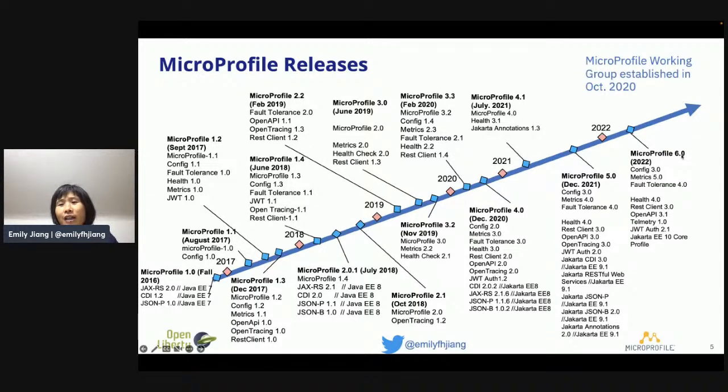MicroProfile 6 was released in December 2022. Because Jakarta EE 10 was released in 2022, MicroProfile followed very closely with the Jakarta EE releases. Very quickly, MicroProfile 6 was released to adopt the Jakarta EE 10 Core Profile, plus some other spec updates.